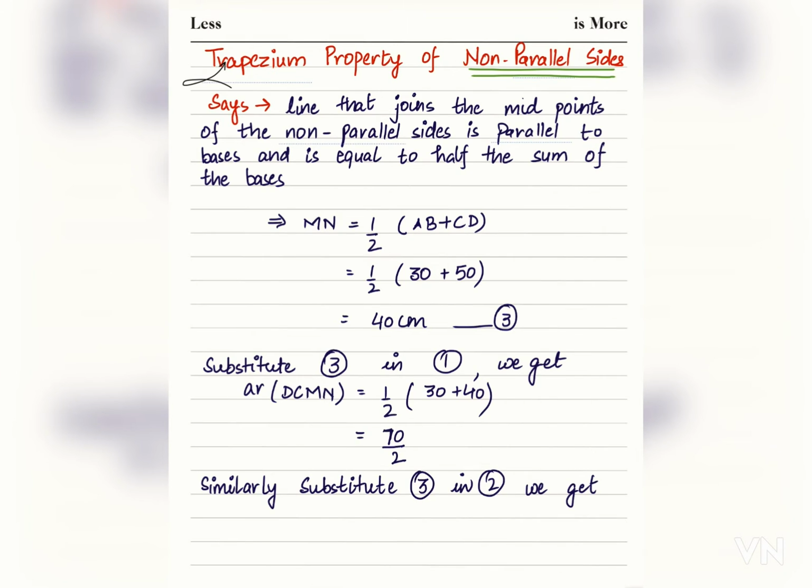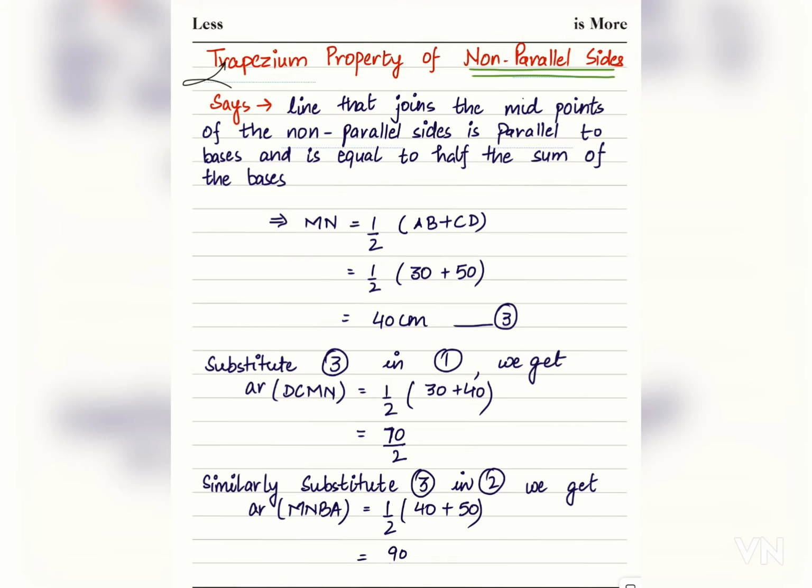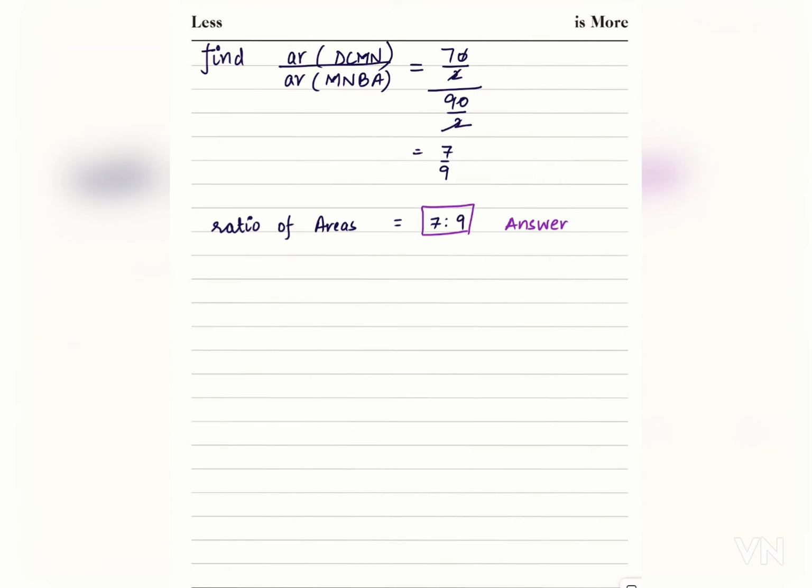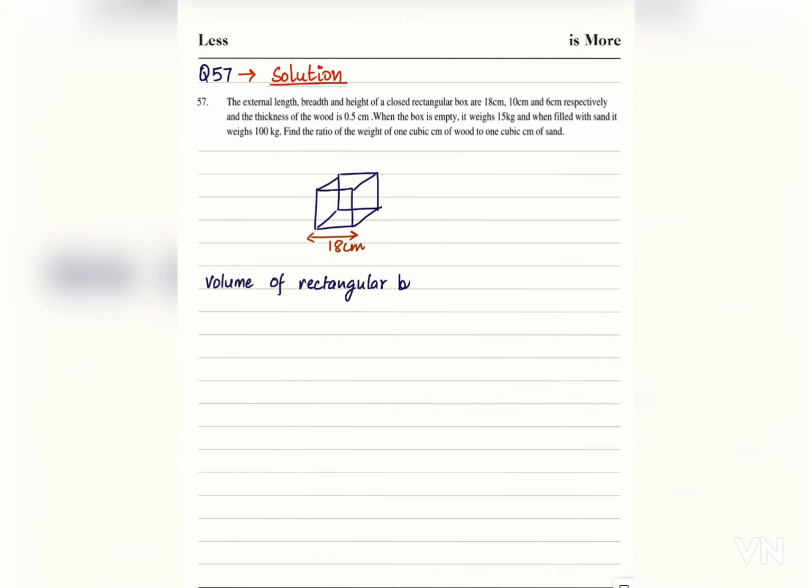Now we jump to the ratio part. So the ratio of these two trapeziums is solved as this: 70 upon 2 to 90 upon 2, that comes out to be 7 upon 9, which is 7:9.